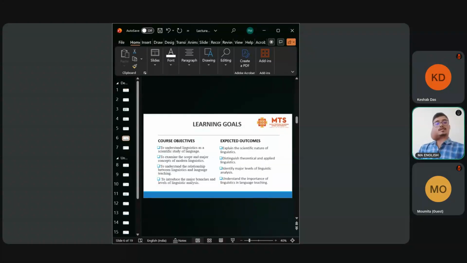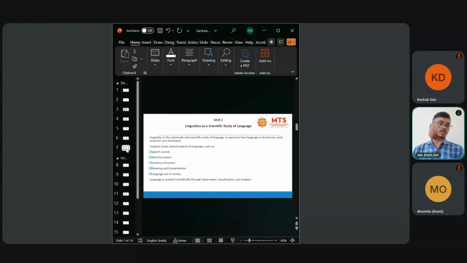And as for expected outcomes, you'll be able to explain the scientific nature of linguistics and also distinguish theoretical and applied linguistics. You'll also be able to identify major levels of linguistic analysis, and understand the importance of linguistics in language teaching. Okay. So these are the linguistics goals, the course objectives and course outcomes.